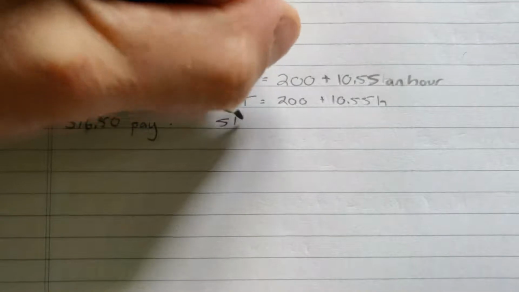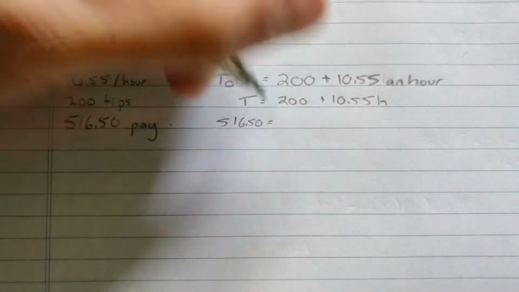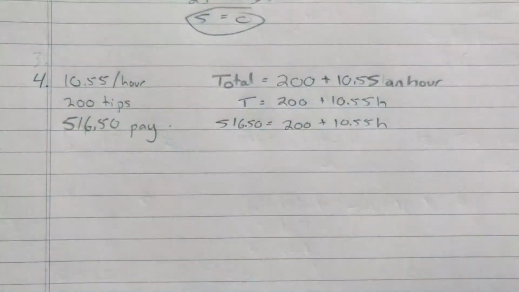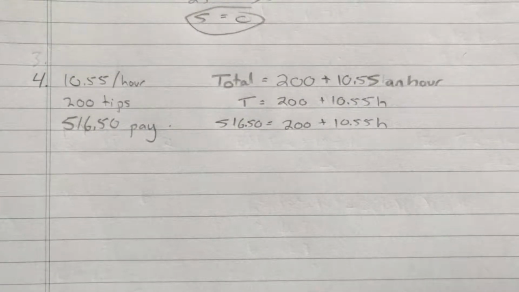Now we can fill in our values. He's making $516.50 this week. We got 200 as tips again on average, and then 10.55 per hour. And so now we go about solving this. 10.55 times h would be where we would start to calculate it, and then we'd add the 200. If we were using BEDMAS, to do everything in the opposite order, we're going to divide by 10.55, then subtract the 200. Or sorry, we're going to subtract the 200, then divide by the 10.55.